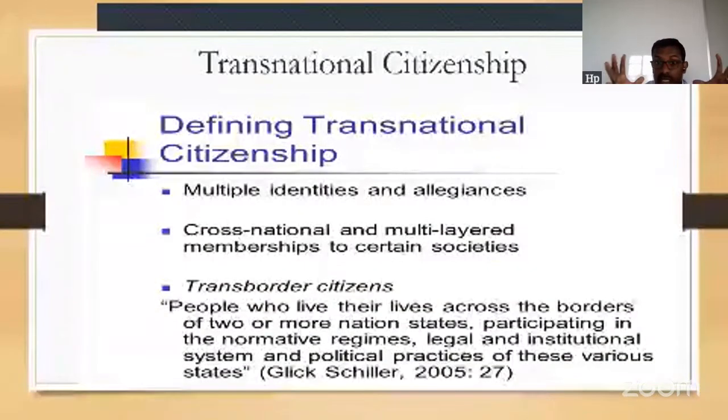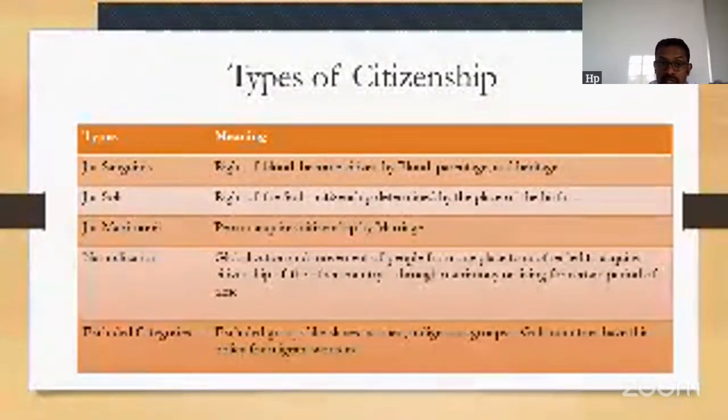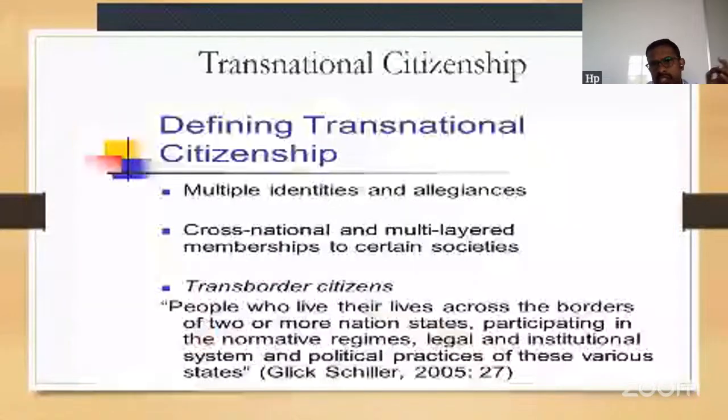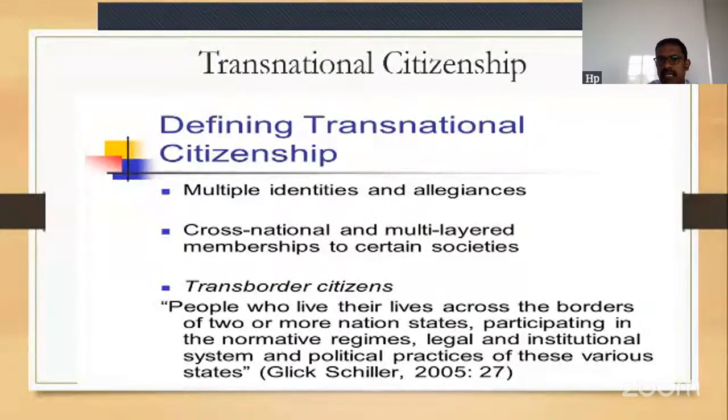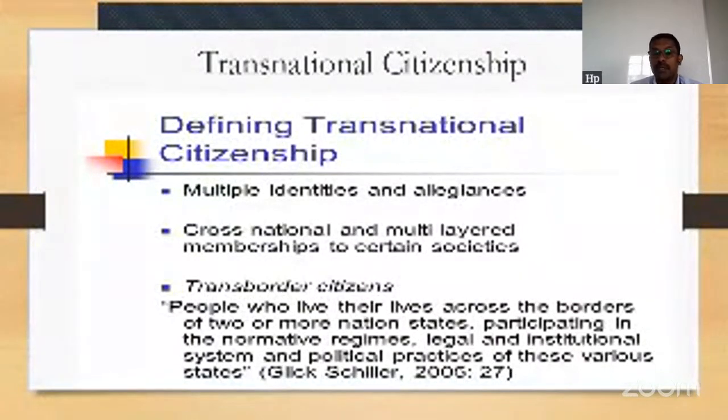And you have transnational citizenship. Even India may have jus sanguinis solely or naturalization. So any country can follow two or three or only one, and they may have excluded categories too. Transnational citizenship is defined by multiple identities and allegiances. People with transnational citizenship have dual citizenship, cross-national, multi-layered membership to certain societies. So it is having multiple citizenships and multiple identities by getting citizenship from various countries.